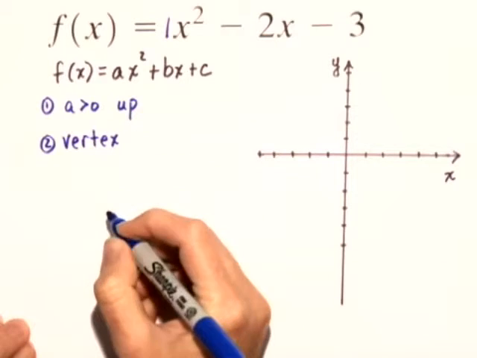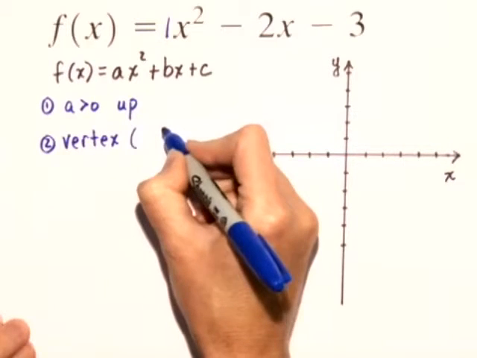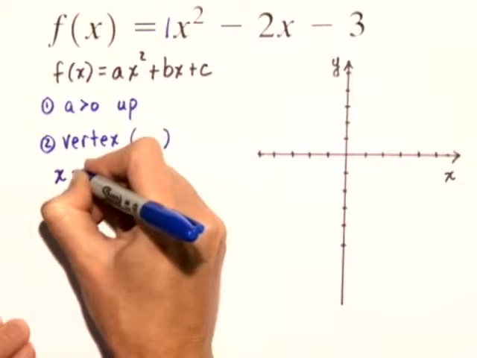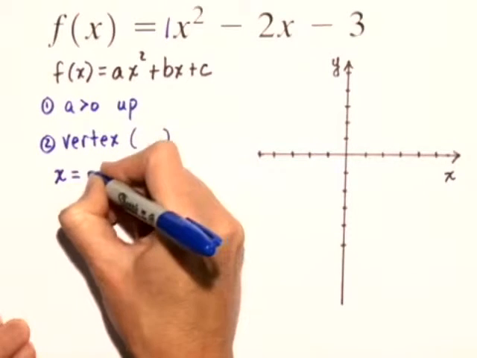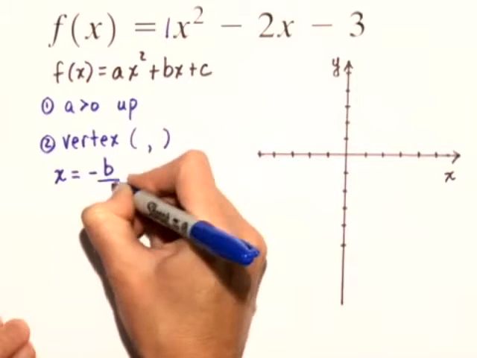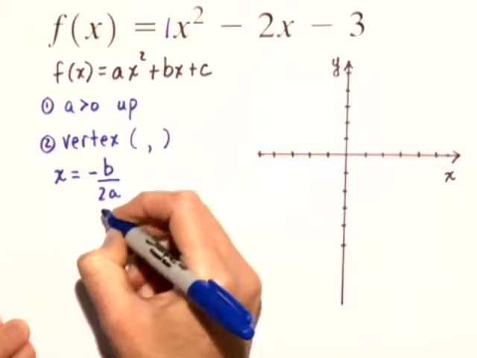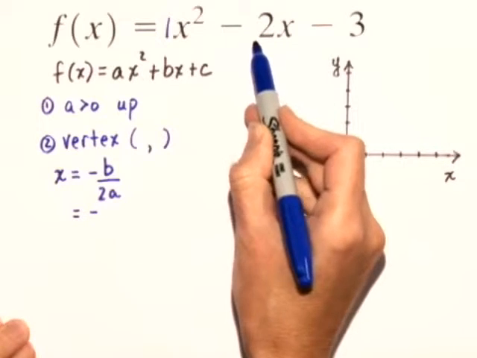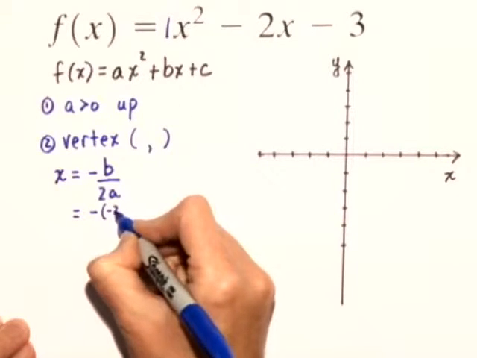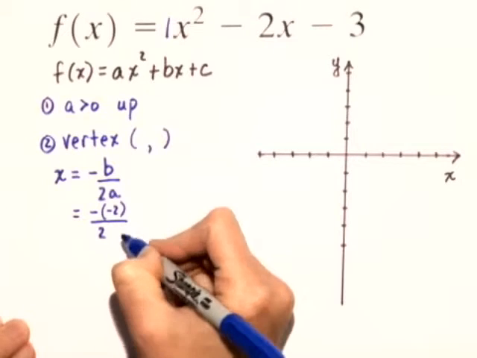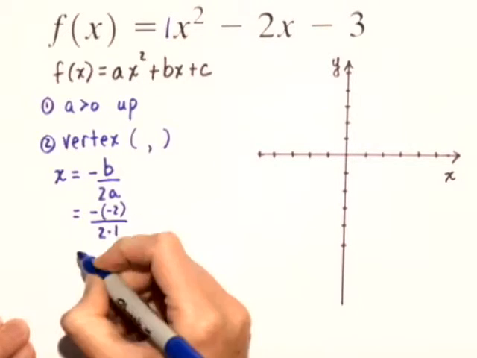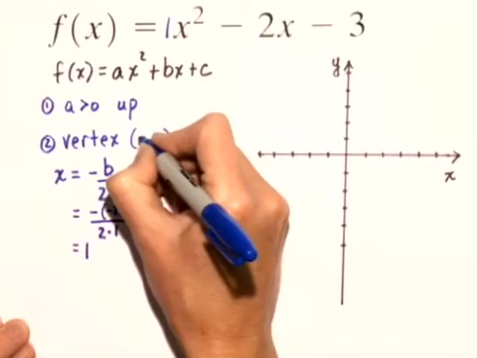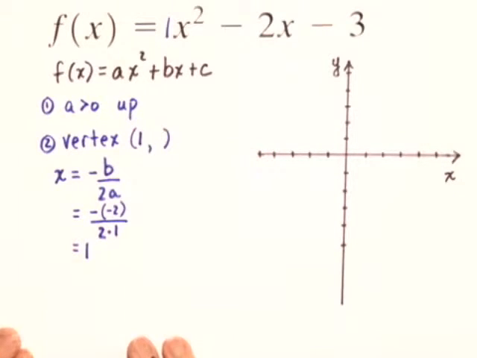In step 2, we want to find the vertex. In order to find the vertex, it's going to have an x and a y coordinate. The x coordinate of the vertex is given by the formula negative b over 2a. So in our case, it's negative b, which is negative 2, over 2 times a, which is 1. This reduces to positive 1. So the x-coordinate of the vertex is positive 1.